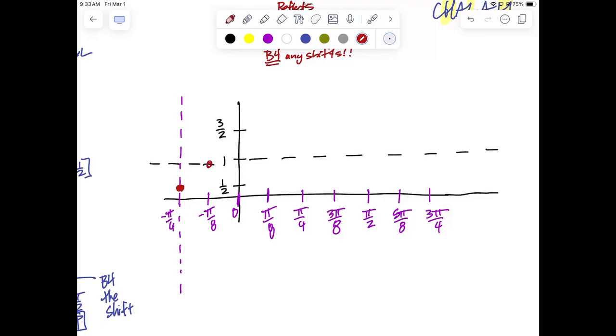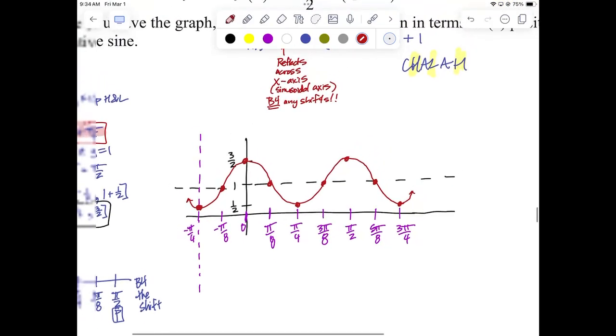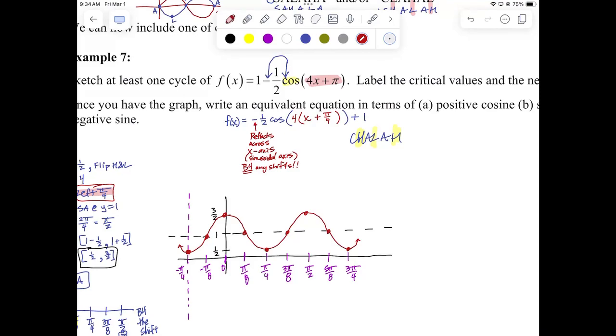Okay, and I got low, axis, high, axis, low, axis, high, axis, low. And then I just connect the dots with these quarter cycle arcs that are all symmetrical to each other the best I can. There we go, and there's your graph. All right, now the last thing we're going to do, since that was a negative cosine, let's go ahead and write two other equations.